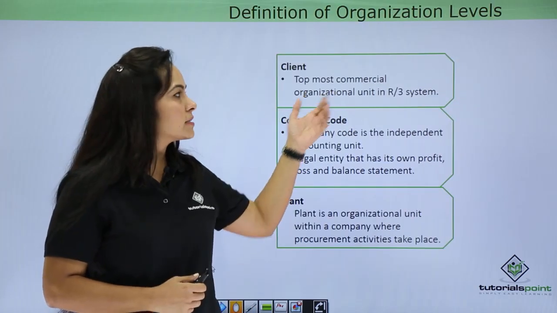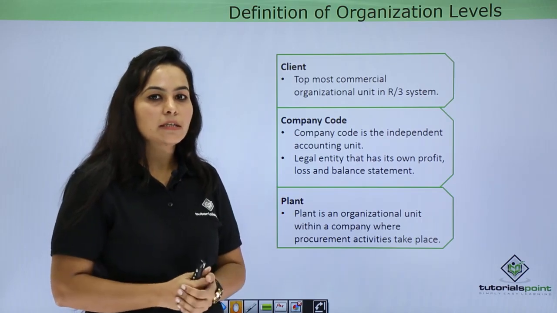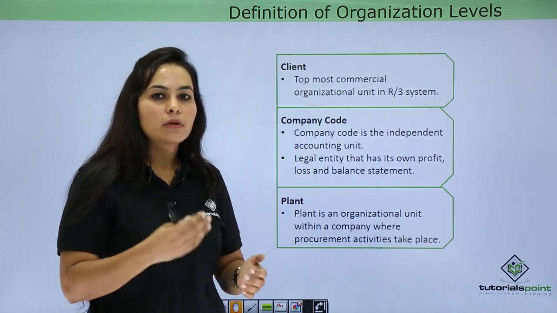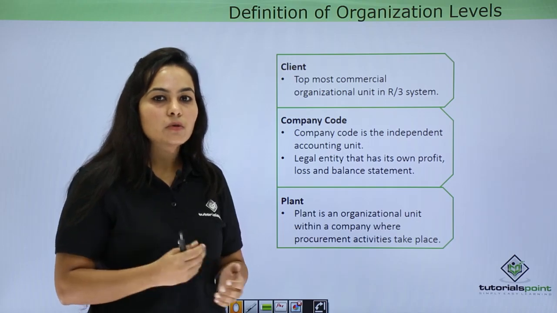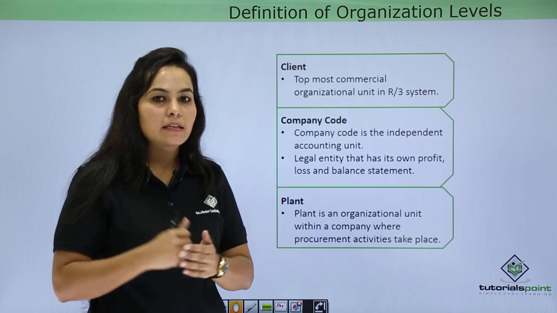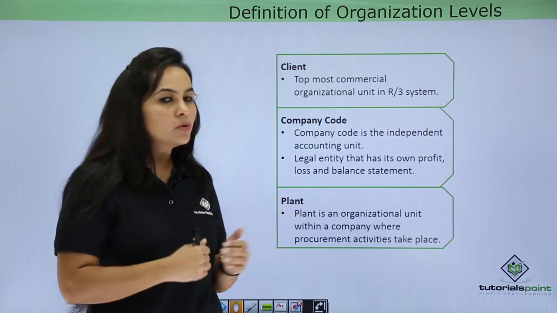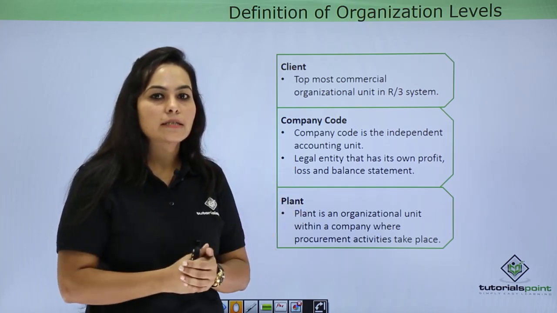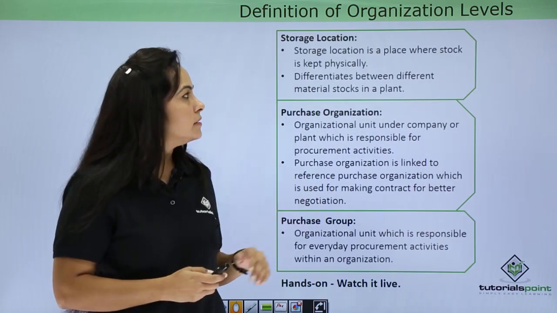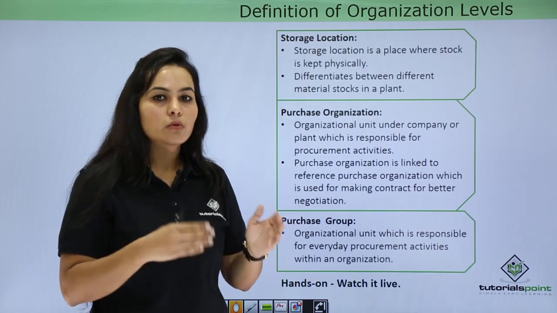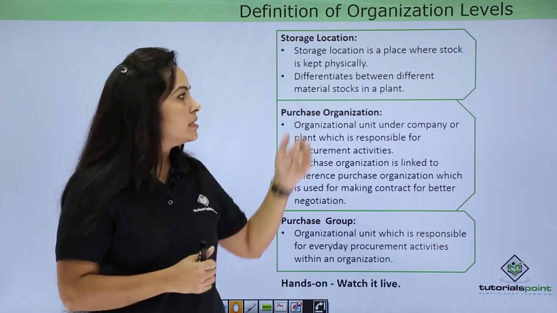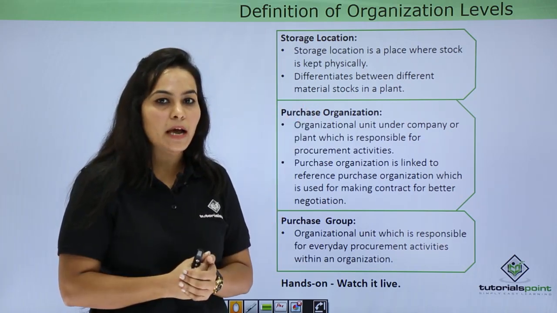The topmost level is client, that is the commercial unit in the R3 system. After client you have company code. Company code can be regarded as a business unit. You can have an independent accounting statement for that as well as profit and loss and balance statement. After company code you have plant. Plant is an organizational unit where all procurement activities take place. After plant you have storage location. Storage location is a place where stock is kept physically and it differentiates between different material stocks in a plant.